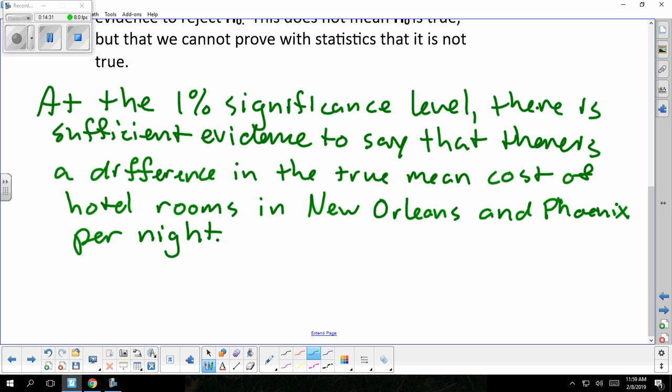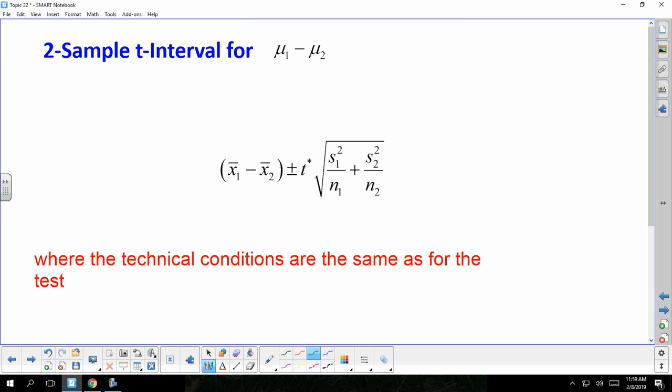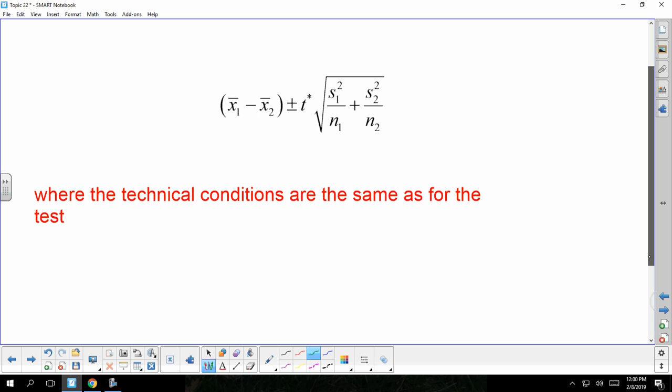And the next part is we want to calculate the magnitude of that difference. In order to calculate the magnitude of the difference, we are going to do a confidence interval. Our confidence interval for a 2-sample t interval is for the difference between the two population means. Here's the formula for the interval, and the technical conditions are identical. We're also going to use our calculator to calculate these intervals.